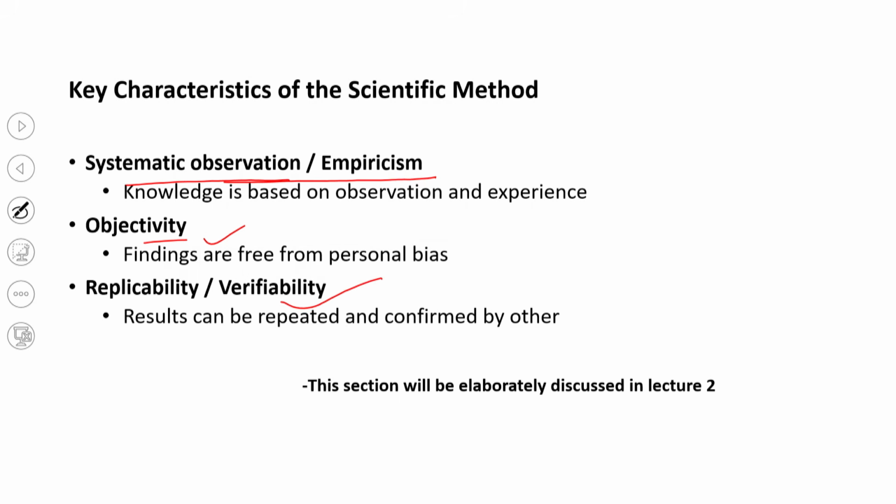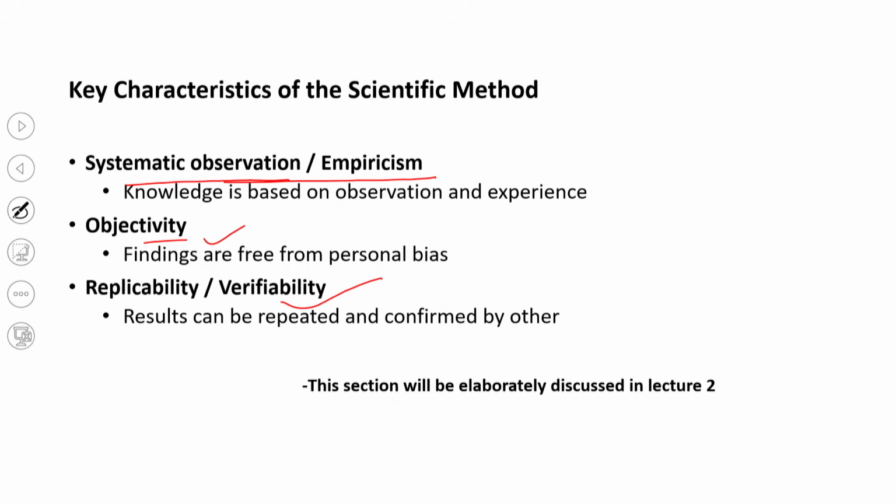Replicability and verifiability is another important factor in the scientific method, because if you did some research and found something and no one else is able to find those results again, that means there is some problem in your methodology, because you are the only person who got it and others are not finding it using the same methodology.